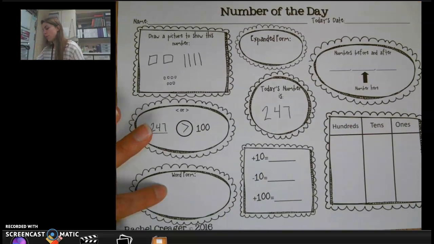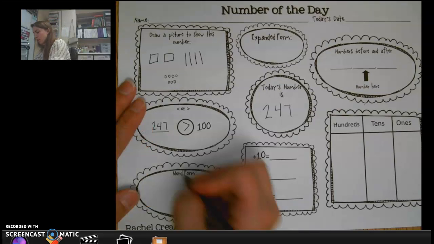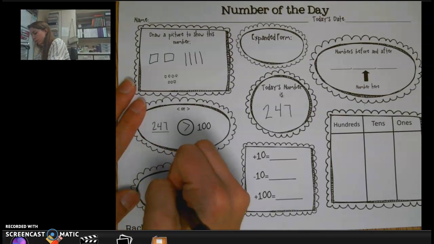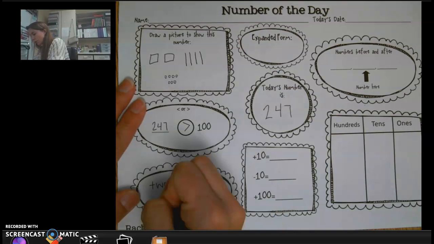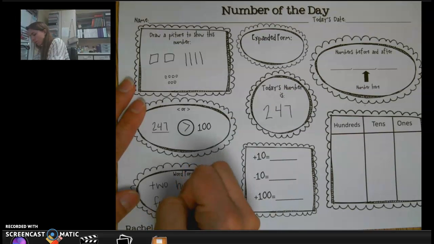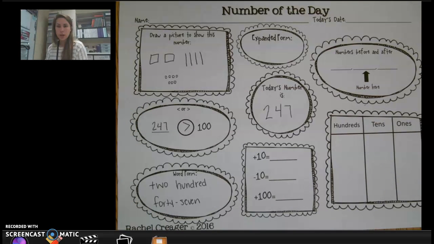Okay, down below I've got word form. Do your best spelling. So I have 247. Okay, if you're having trouble with spelling, you do have that half sheet of paper that I gave you in your math folder. You'll need to pull that out and it will show you what each number, what word it goes with so that you can have help with spelling.